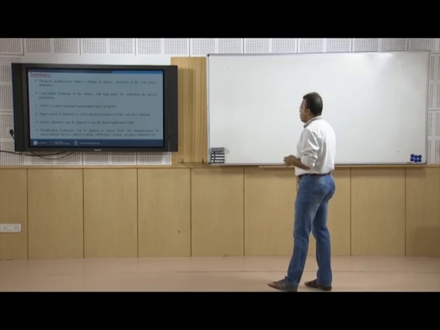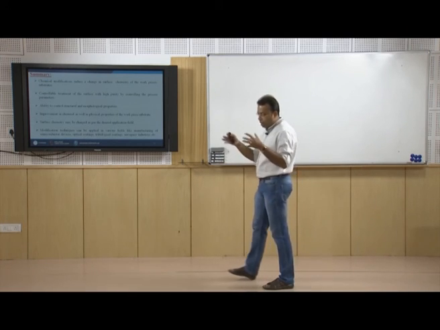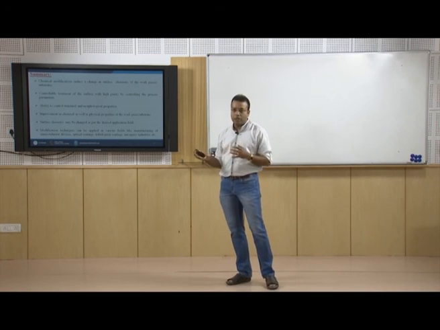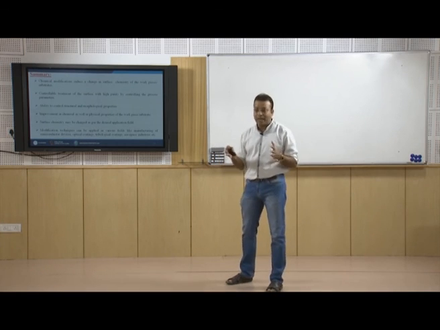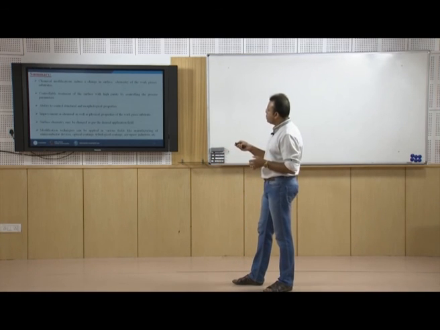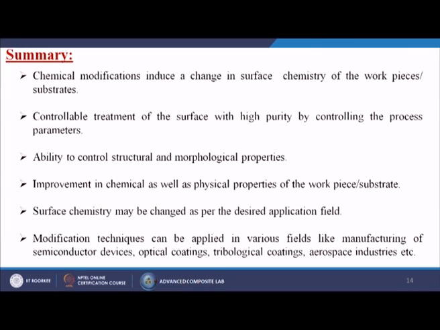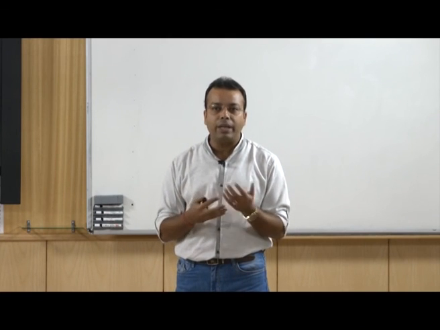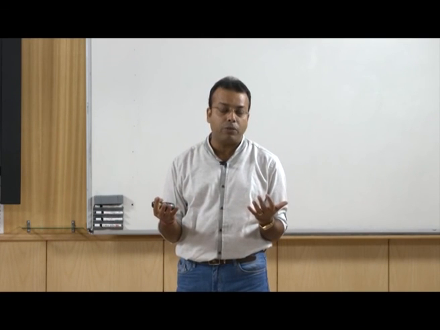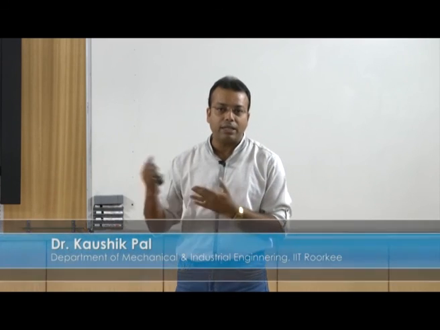Next, come to the summary, or maybe now we are into the last part of this particular lecture where we have to summarize our whole study. So, chemical modification induces a change in surface chemistry of the workpiece or substrates, controllable treatment of the surface with high purity by controlling the process parameters, ability to control structural and morphological properties. It is a kind of chemical process where we can do chemical reactions of that particular material with the substrate and the target materials, so that your material surface can be easily modified.